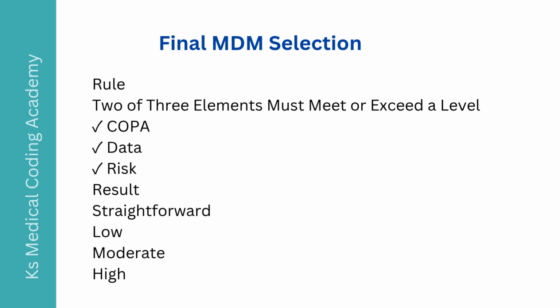The second MDM element is the amount and complexity of data reviewed and analyzed. This may include laboratory tests, imaging studies, external records, and diagnostic reports. Generally, the more data that must be reviewed and interpreted, the higher the complexity level.